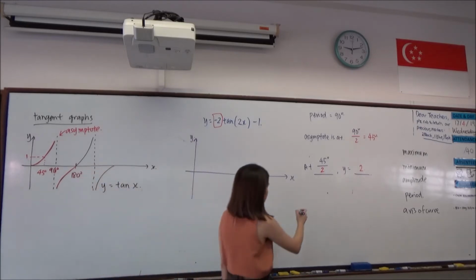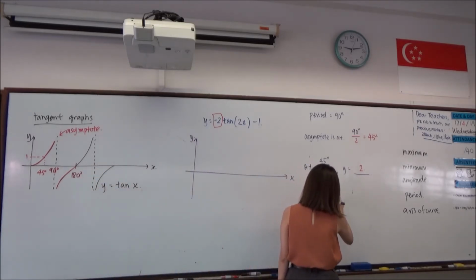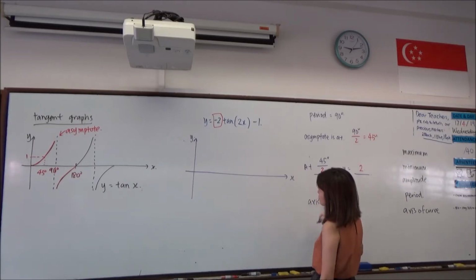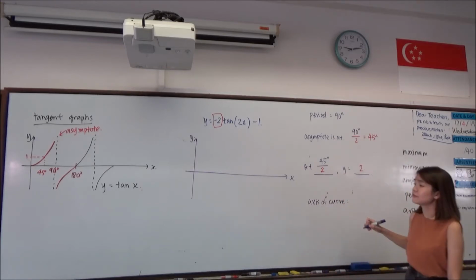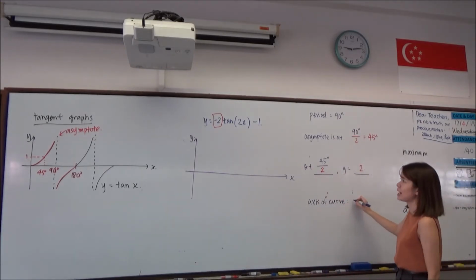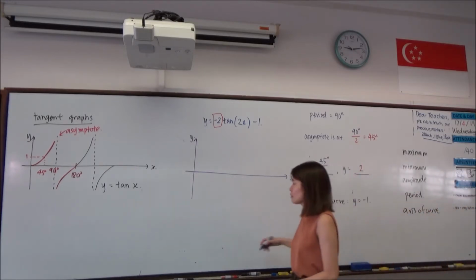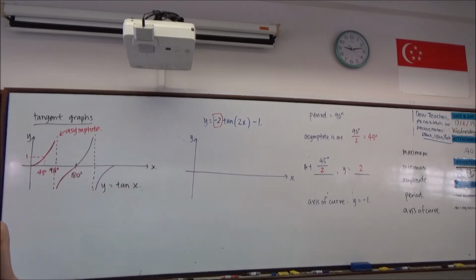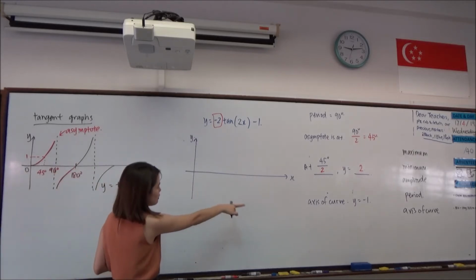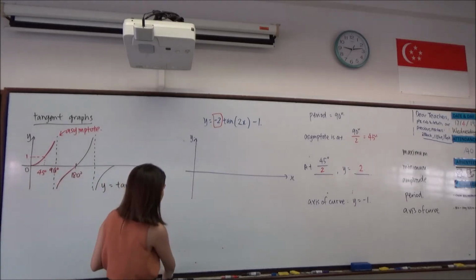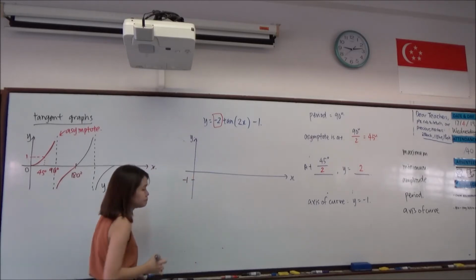And then one more thing, axis of curve, right? Is there an axis of curve? Okay. So axis of curve, because it's a shift downwards, so we will start at y equals to negative 1. Because in a tangent graph, there isn't that much of a symmetry that we're talking about. Okay, it is about the starting point that we're more concerned of. So this is actually starting at 0. So with the so-called axis of curve at y equals to -1, that will mean that we will now start at -1.